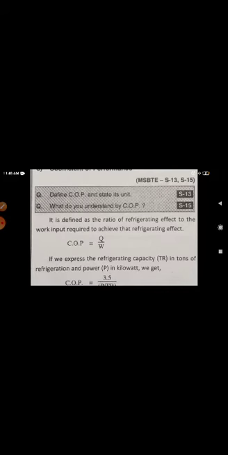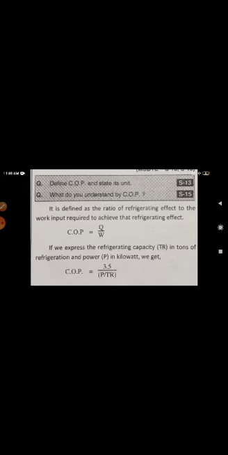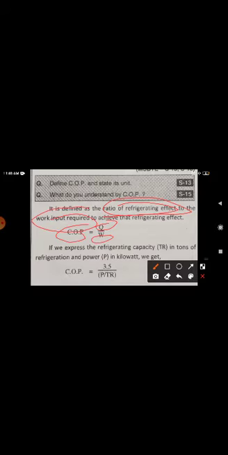So let's see what is coefficient of performance. It is defined as the ratio of refrigerating effect to work input required to achieve that refrigerating effect. So output upon input is the coefficient of performance. The refrigerating effect is the output and the work supplied is the input. Therefore, output upon input is coefficient of performance.